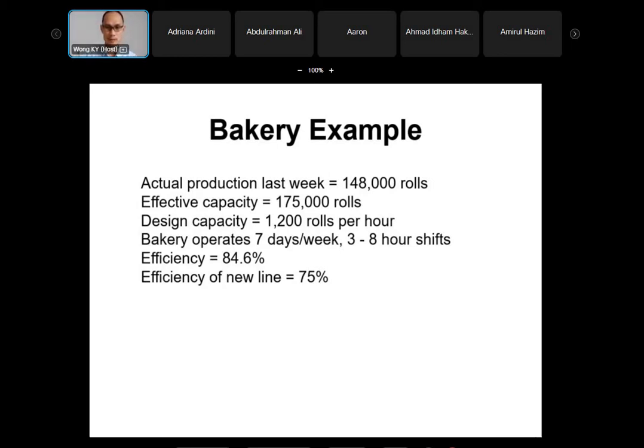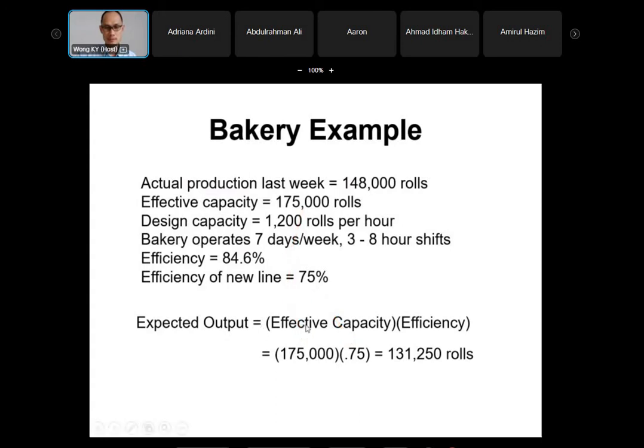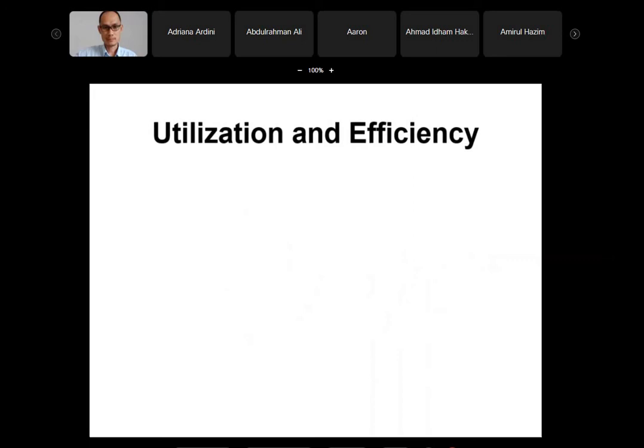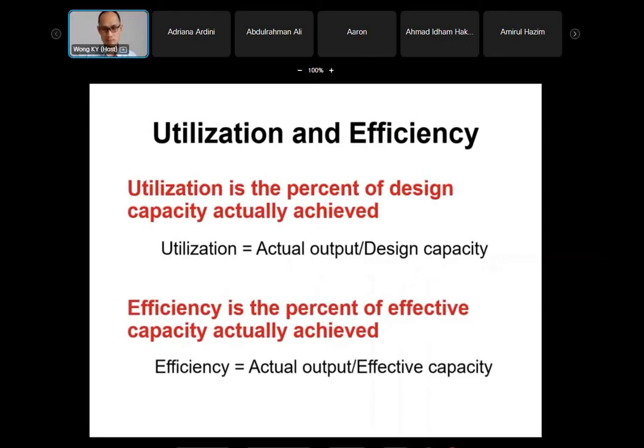Okay, very easy. Just calculate it like this. Expected output equals effective capacity times efficiency. Why? Because we know that efficiency equals actual output divided by effective capacity. So if you want to find the output, we just multiply the effective capacity by the efficiency.